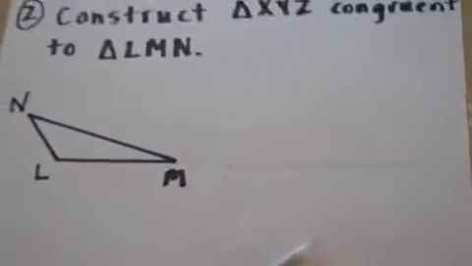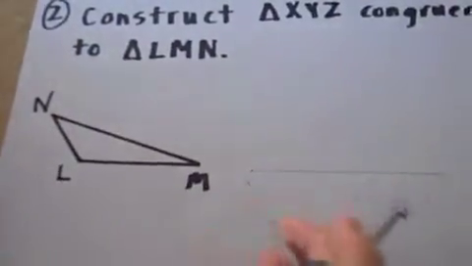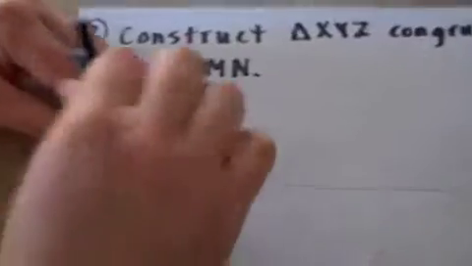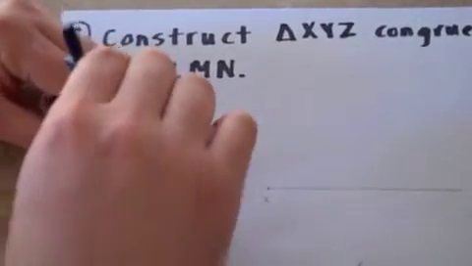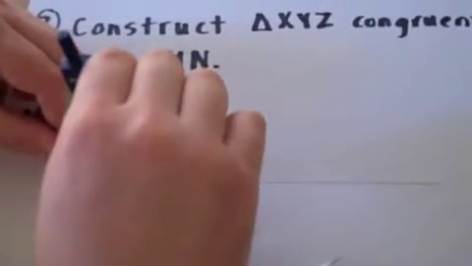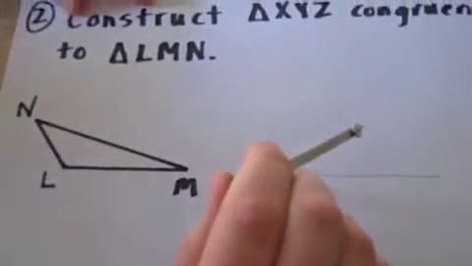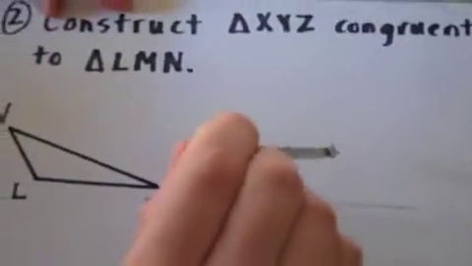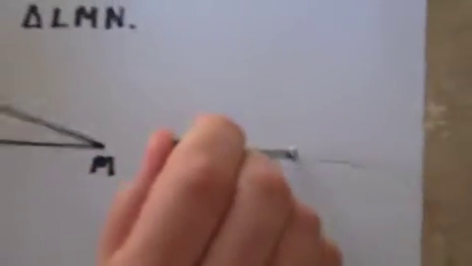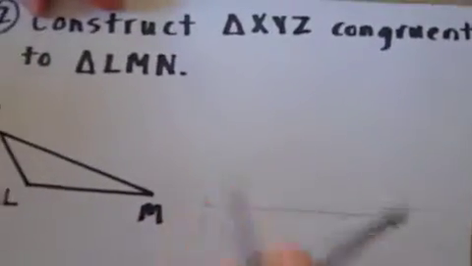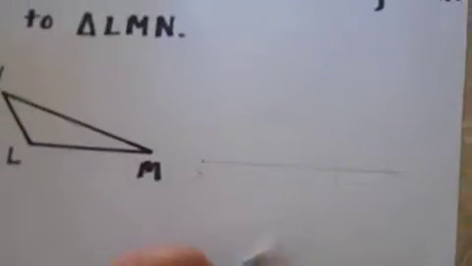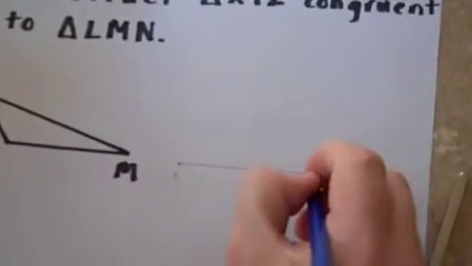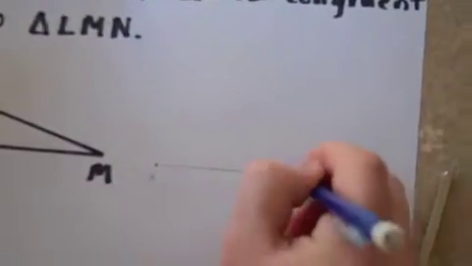And now if you remember from before, we need to find this length from L to M. That's going to be our XY. And we put the point on L, measure out to M, and carry that measurement over here. Put the point on X and make an arc. Now we have found our second point. Our second vertex is point Y.